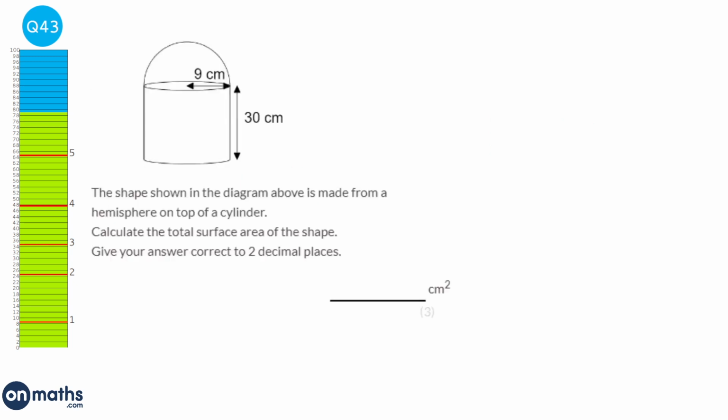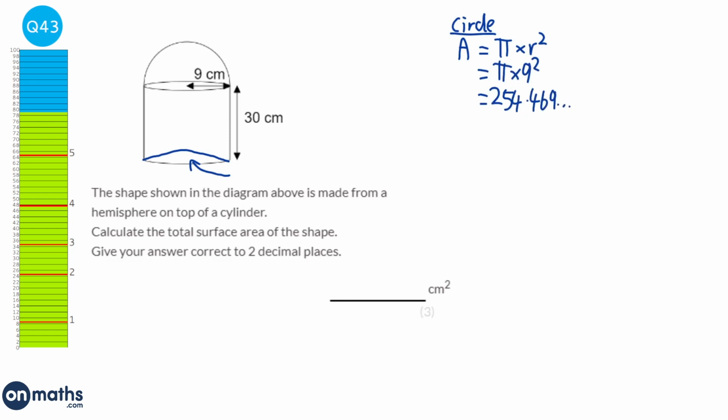So there are three parts that we need to find the area of. We're going to start with the easiest bit first, this circle at the bottom here. Okay, so the circle area is just going to be pi times r squared, and the radius is given to us at the top, which is 9, so it's just going to be pi times 9 squared, and that will be 254.469 blah blah blah. Or we could leave it as 81 pi.